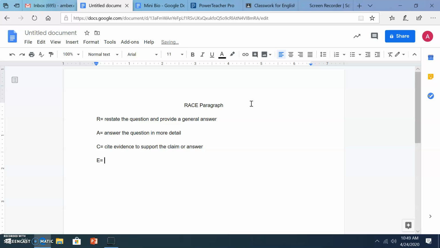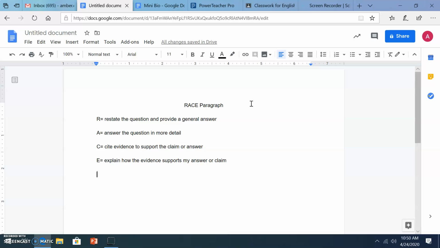Once I have provided a piece of evidence that supports what I said in my answer, I'm then going to explain how the evidence does support my answer or claim.